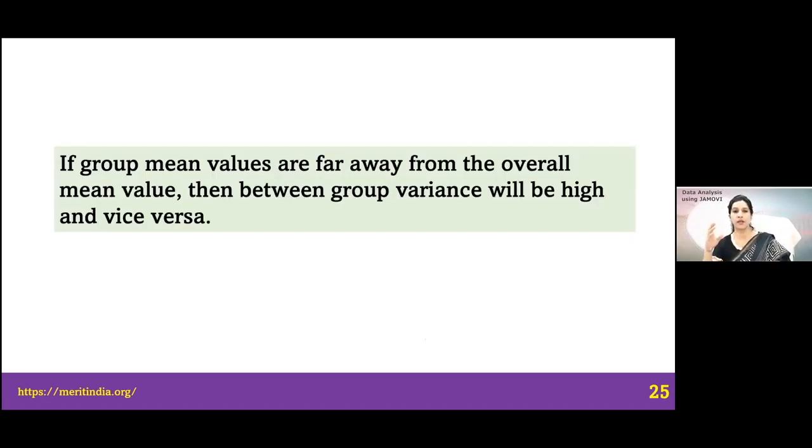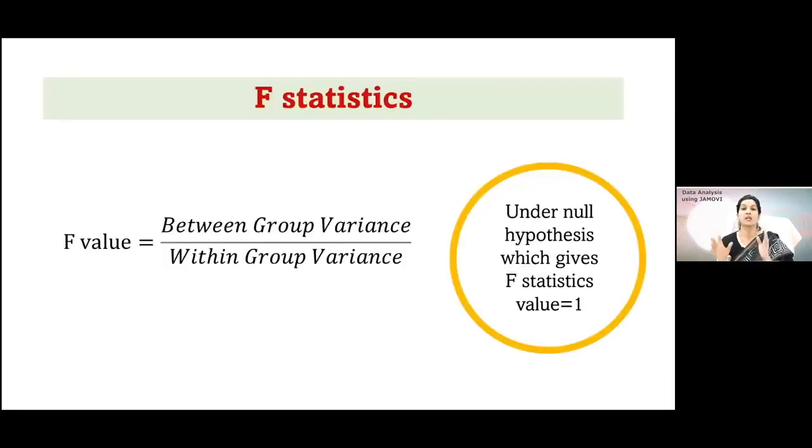So if it is clear, in this case again, the same concept. If the group mean values are far away from the overall mean, then the variance will be high. If the group mean value is very close to the overall mean, there will be less variance. So now what is this F statistic? In ANOVA, you will always see something known as the F value. The ratio of these two, between group variance and within group variance, is the F value. Is it clear what F is?